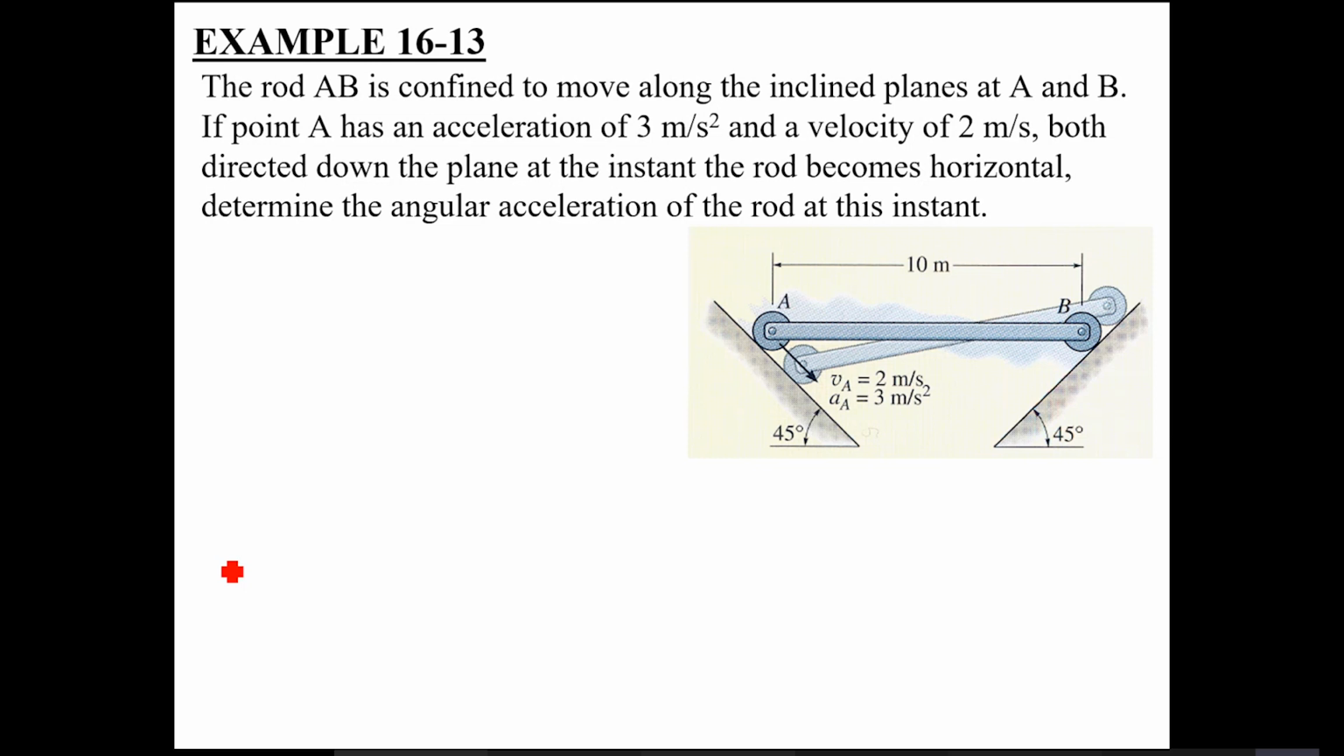Now, since omega is not known to you here, and in order to apply the relative acceleration equation you will require that omega, first of all you need to perform the velocity analysis, and then you are going to perform the acceleration analysis. Before proceeding to the velocity analysis, what type of motion is this link AB undergoing?